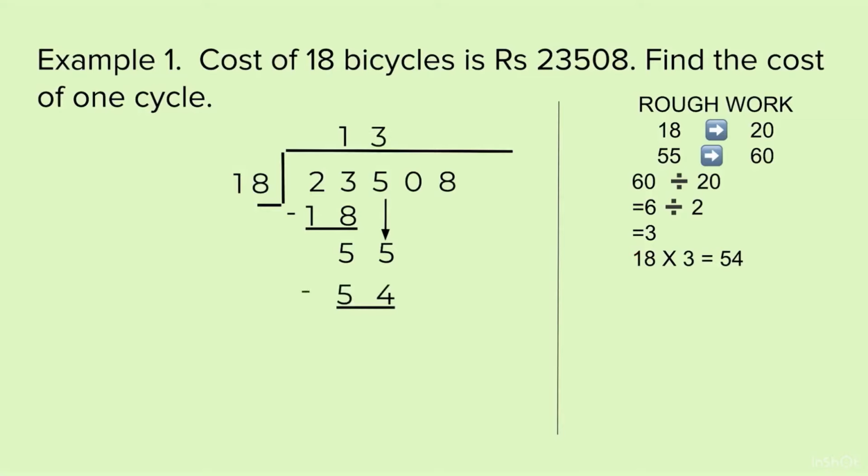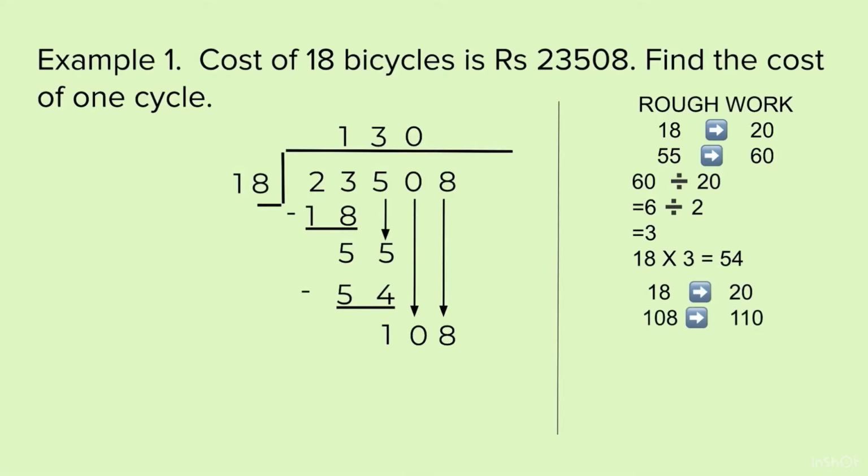So we will write 3 on top, 54 at the bottom, subtract, we get 1. We bring down the 0. Here 10 is less than 18. So this will go 0 times. We will just put a 0 and then we will bring down the 8. We have got 108. Now again we will round off. 18 becomes 20. 108 becomes 110.